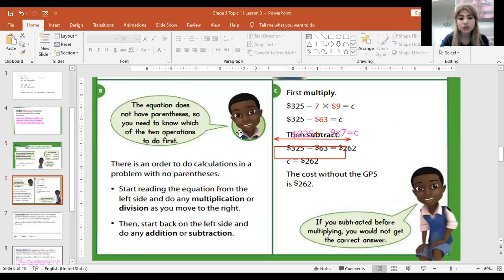There is an order to do the calculations in a problem with no parentheses. Start reading the equation from the left side and do any multiplication or division as you move to the right. Any multiplication and division, we do first. Then start back on the left side and do any addition and subtraction. As he is writing, 325 minus 7 multiplied by $9 equals C. I will do multiplication first. 7 multiplied by 9 is $63. Then I will do the subtraction. It will give us $262. So this is how we solve a two-step equation.